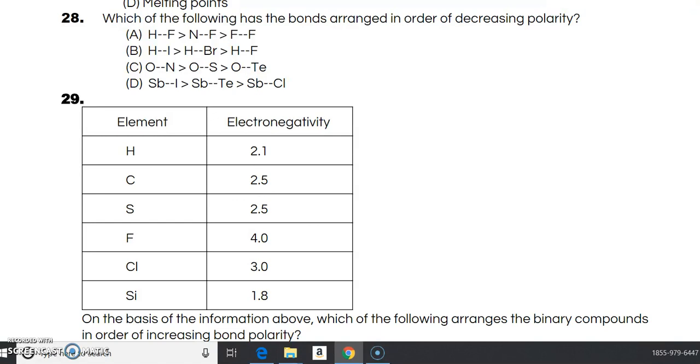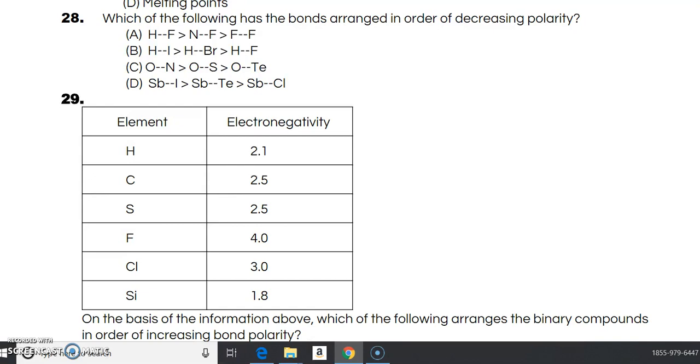The nitrogen to fluorine would decrease, and it would have an electronegativity difference of 3, actually. Then if you're looking at the electronegativity between fluorine and fluorine, we're going to have a value of 0. So you go from 4, 3 to 0. And so in 28, A is the best answer.